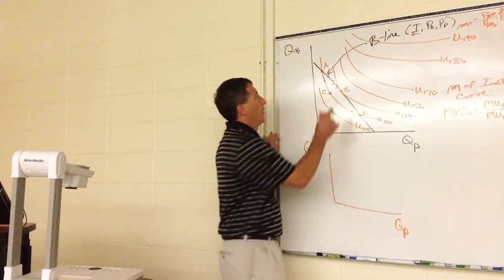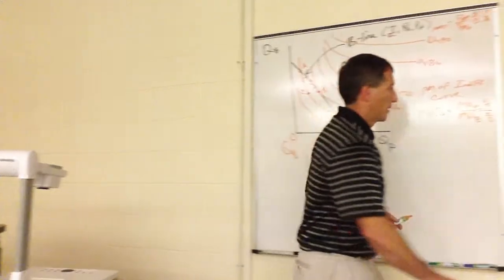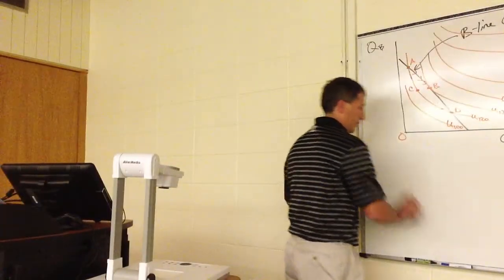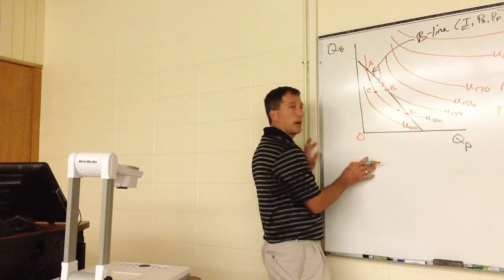So the optimal point, the consumer equilibrium, occurs where the slope of the indifference curve is equal to the slope of the budget constraint. And that gives us our first order condition for consumer optimization.